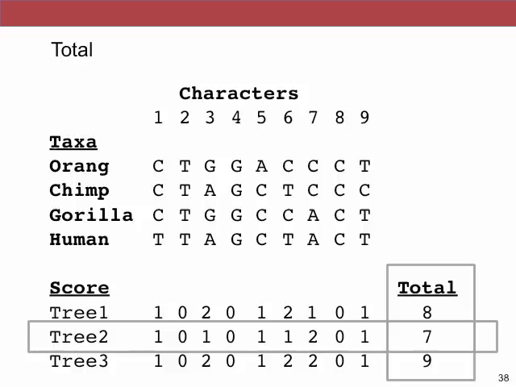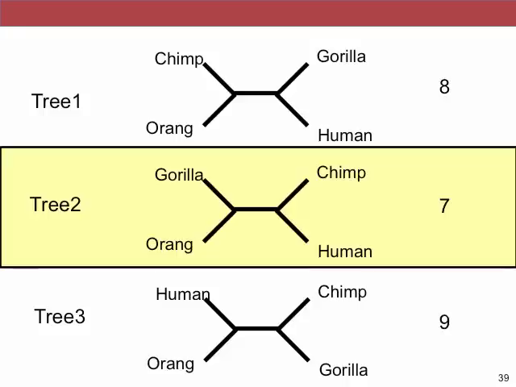This is different now. Instead, orangutan and chimp have one character state. Gorilla and human have a different character state. So for this character, tree 1 wins, has a lower score than tree 2 and tree 3. Go to character 8, character 9, and now we sum up across all the characters for each of the trees, and we get one tree that scores better than the other trees. It's like golf scores here, right? So you want the lowest score here, and this is the one that wins.